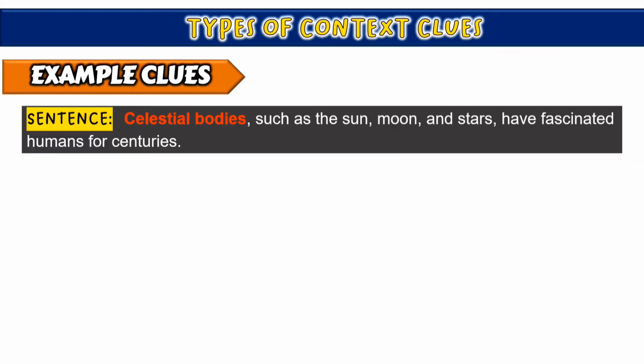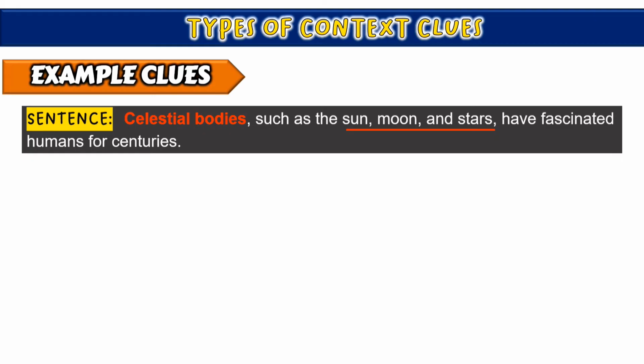Another type of context clue is example clues. In this sentence, celestial bodies is the term being defined. The examples, the sun, moon, and stars, provide specific instances of celestial bodies, helping to clarify the meaning of the term for the reader. Example clues can also be used in a poem. A poem can give examples that help explain a difficult word.